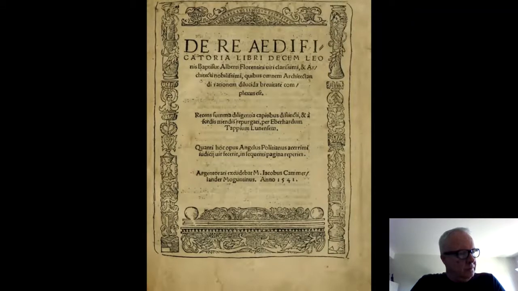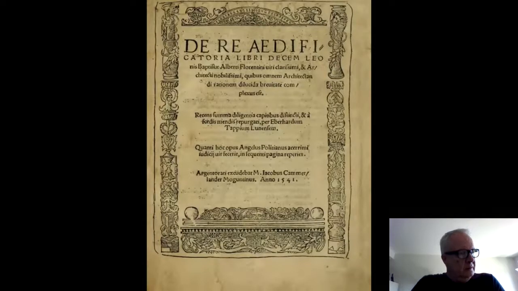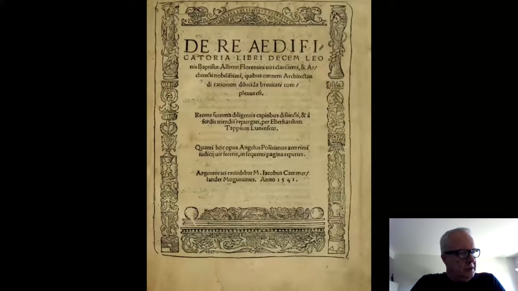Continuitas is the Latin word for beauty. Alberti defines it in a slightly unique way. He says that continuitas is the whole that exceeds the sum of the parts. So that's Alberti's definition of beauty.